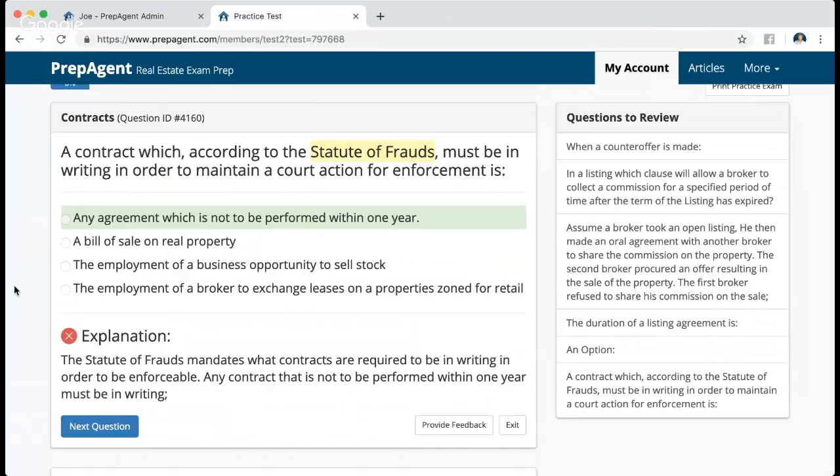Okay, so a contract which according to the statute of frauds must be in writing in order to make court action enforceable is... Okay, so we're talking about the statute of frauds here. Here's my question for you guys. When a contract needs to be in writing, and it's not in writing, does that make the contract void? This is a trick question for you guys. When a contract needs to be in writing or needs to be done within a certain amount of time, and it's not done within that time or it's not in writing, does that make the contract void?